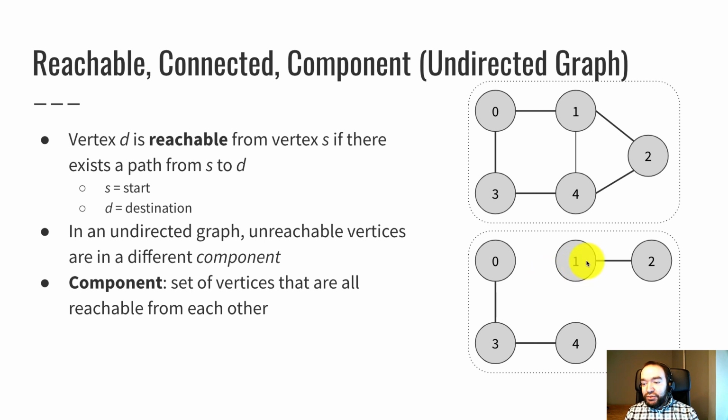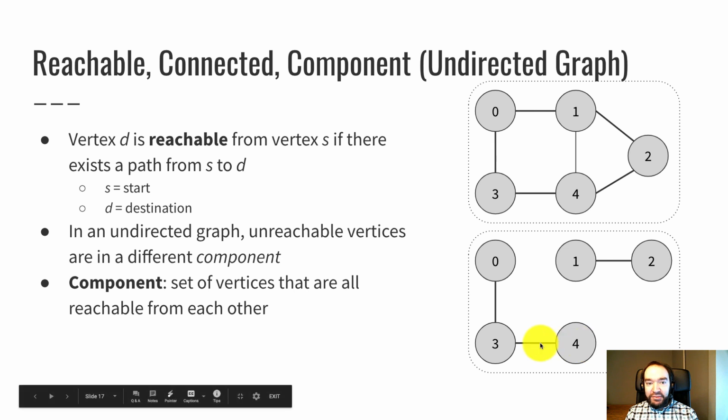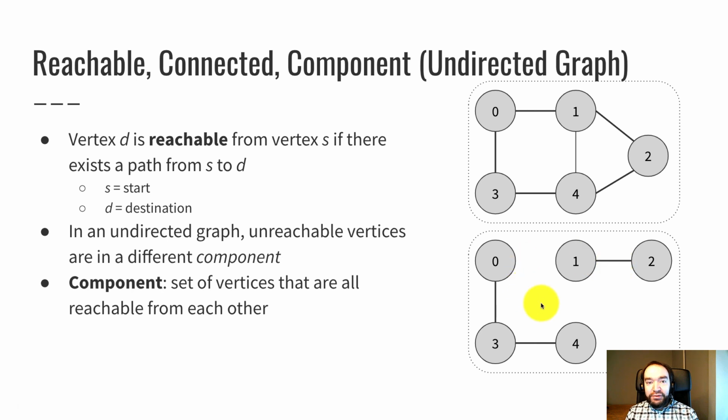So 1 and 2 are one of the components of this graph. 0, 3, 4 are the second component. So there's kind of these two islands or continents. There's the 1, 2 island and the 0, 3, 4 island. 1 and 2 are connected to each other. 0, 3, and 4 are connected to each other, but there's no connection between those two components, we would say. So an undirected graph always has at least one component, but it may have multiple components.